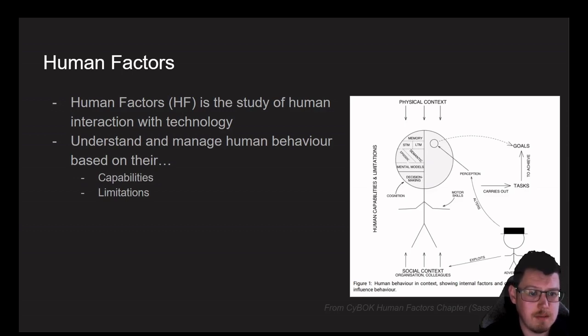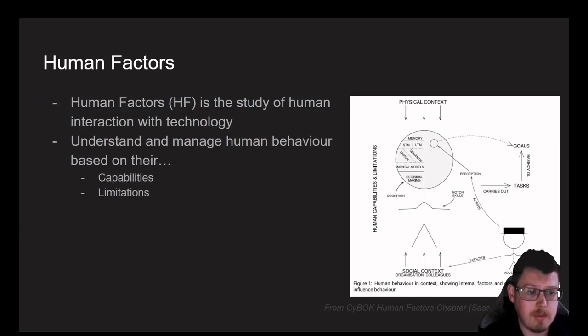There's a diagram here from the CyBOK human factors chapter. It shows a picture of a human and what they can do. The human is trying to ultimately achieve a goal, and in order to achieve a goal, they carry out some tasks. They exist within a physical context and a social context, and humans have a combination of cognitive and motor skills. There's a breakdown of different types of cognition: short-term and long-term memory, episodic and semantic memory, the mental models and the decision-making apparatus that humans have.